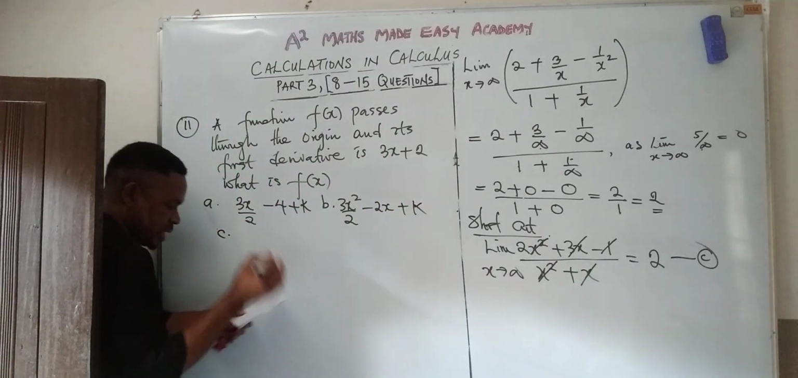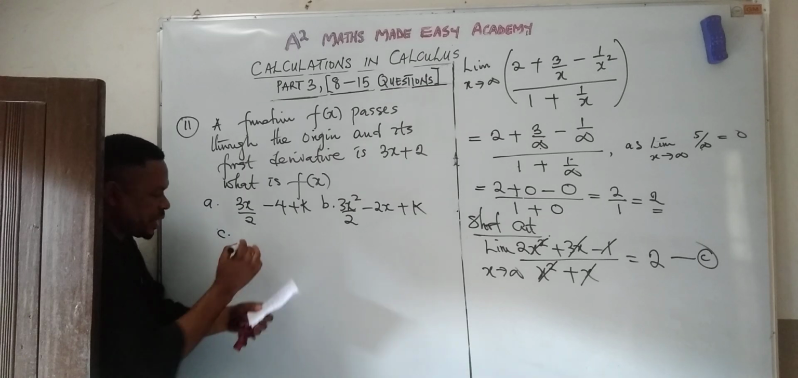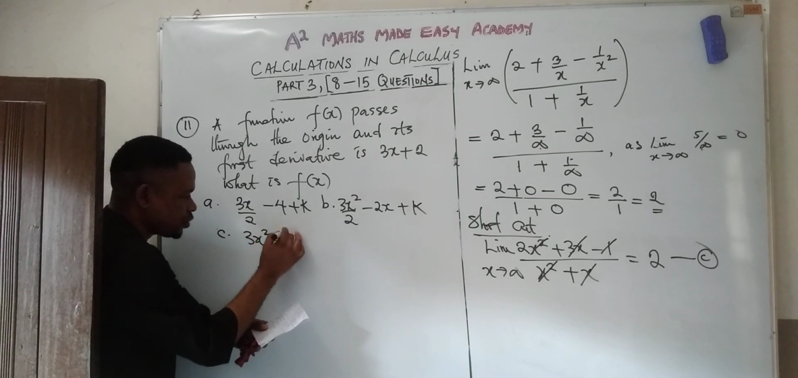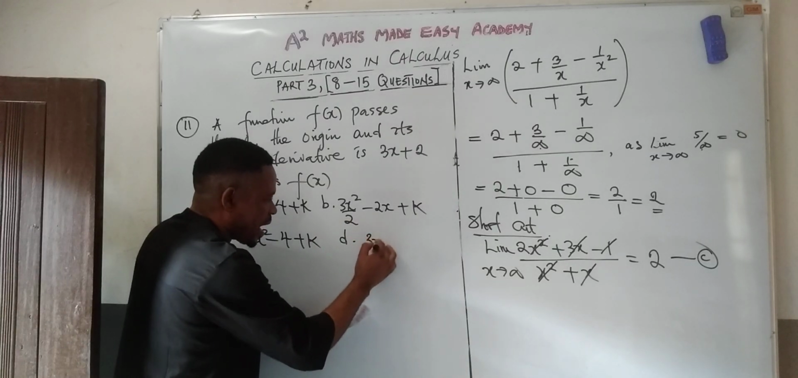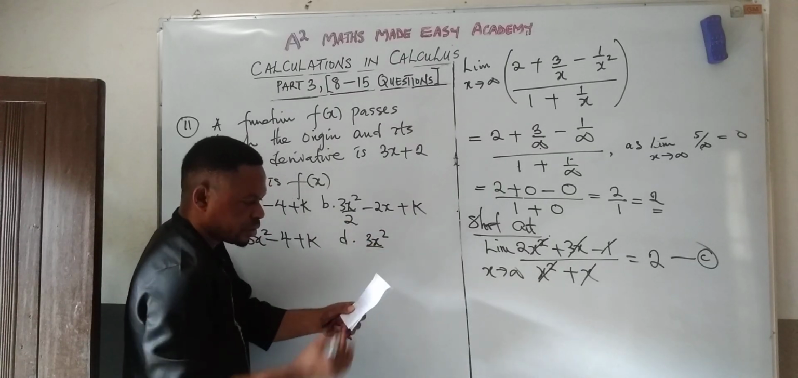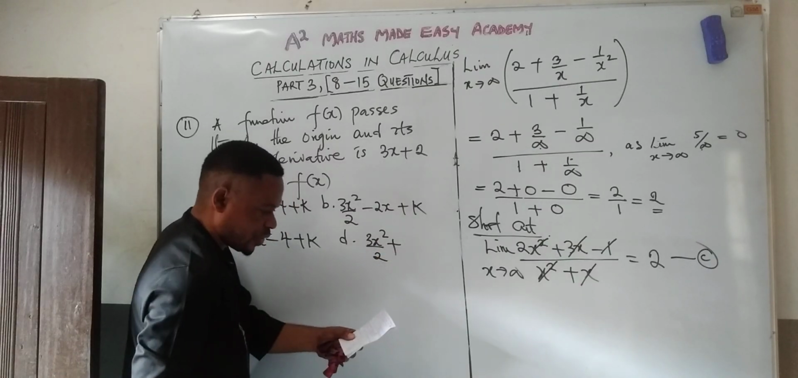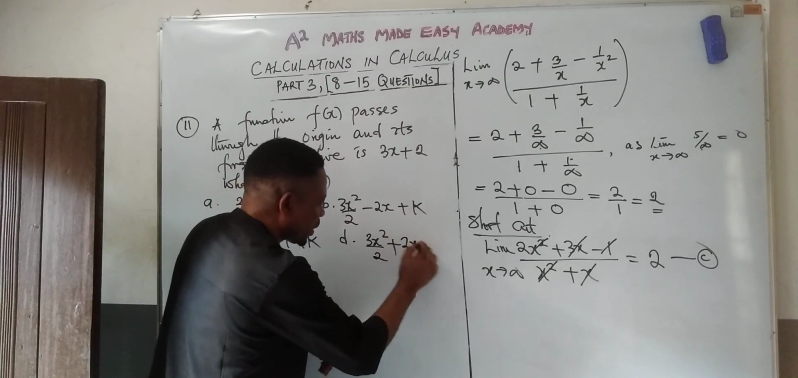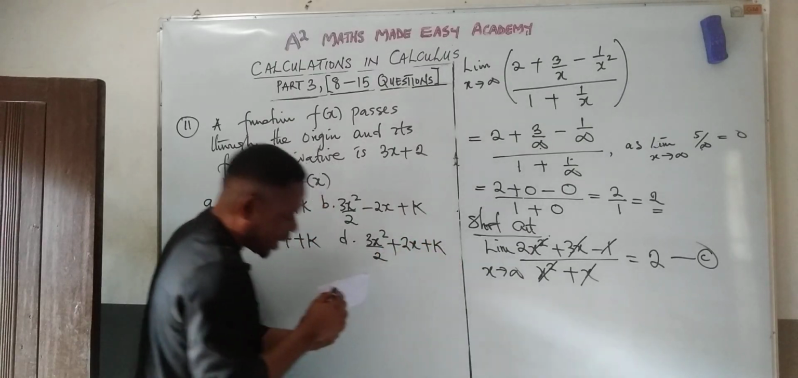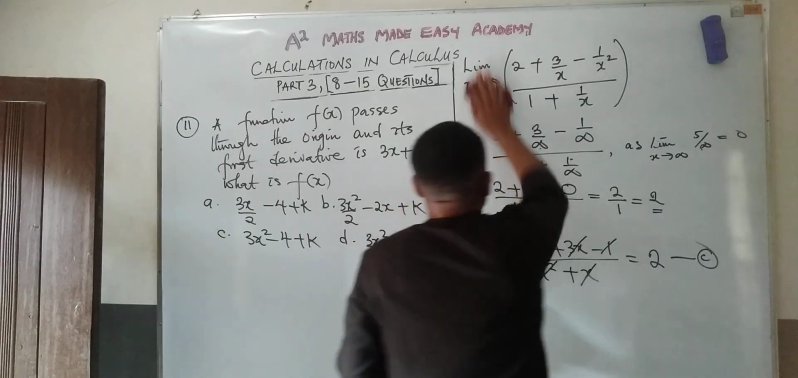Option C says 3x squared minus 4 plus K. Then option D says 3x squared all over 2 plus 2x, then plus K. Now look at this question. The question is this.